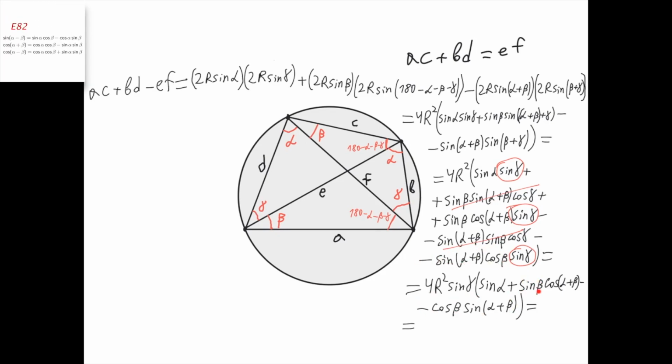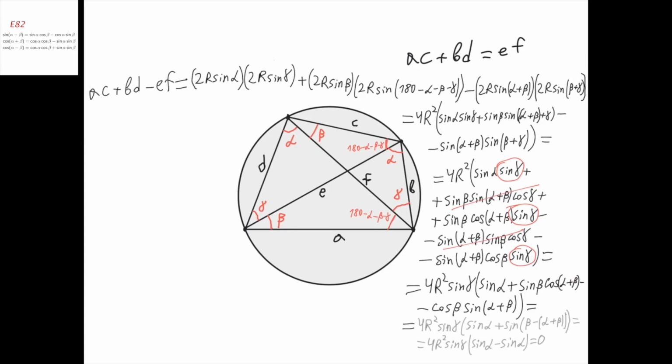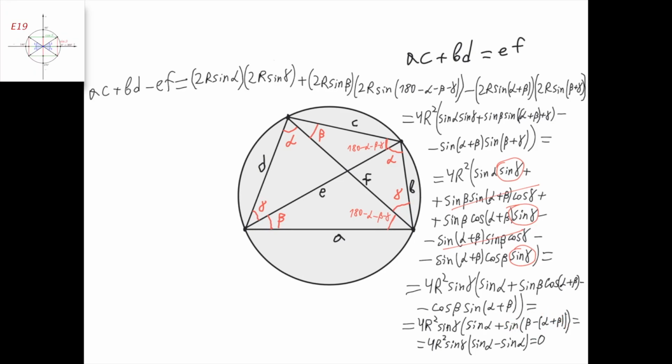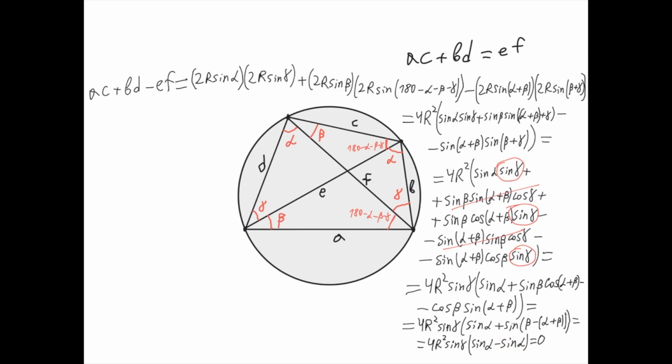And now notice that sine times cosine minus cosine times sine of the same angles, this is a formula. This represents sine of beta minus, in parentheses, alpha plus beta. And so we get this expression here. Sine alpha comes from here, and then this expression turns into the formula sine of beta minus alpha plus beta. But sine of beta minus alpha plus beta, this is sine of minus alpha. And sine of minus alpha equals minus sine of alpha. And therefore it would cancel out with the sine of alpha here. And the whole thing would become 0, which is what we had to prove, that AC plus BD minus EF equals 0, which means that AC plus BD equals EF.